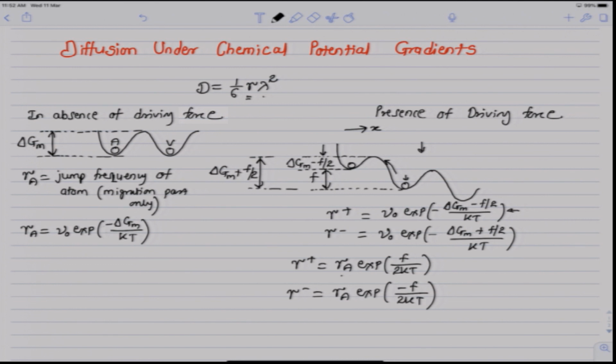So, the jump frequencies in the forward and reverse direction will be modified by this driving force F, and the driving force is usually a positive quantity, and so F will be given as minus delta G. So, delta G is the difference between the Gibbs free energy of this site and this site, and it will include only the non-ideal part. So, we will come back to it later.